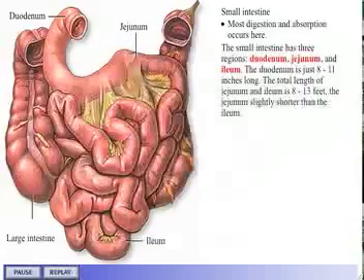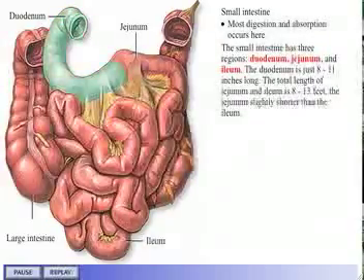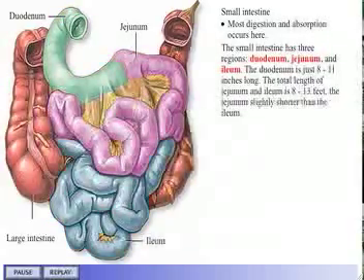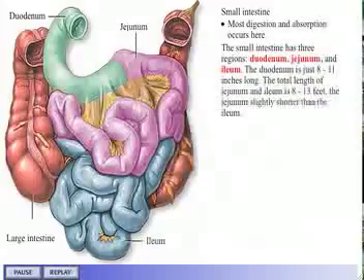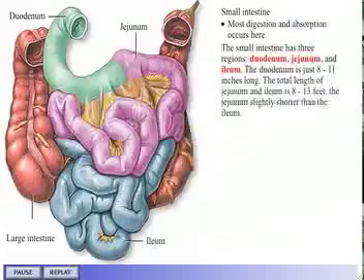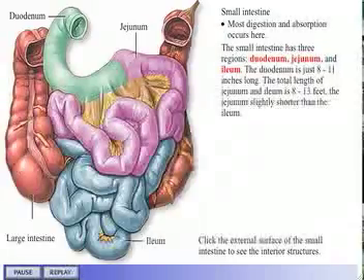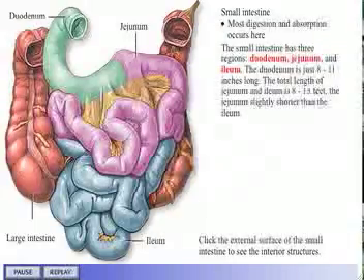The small intestine has 3 regions: duodenum, jejunum, and ileum. The duodenum is just 8 to 11 inches long. The total length of jejunum and ileum is 8 to 13 feet, the jejunum slightly shorter than the ileum. Click the external surface of the small intestine to see the interior structures.